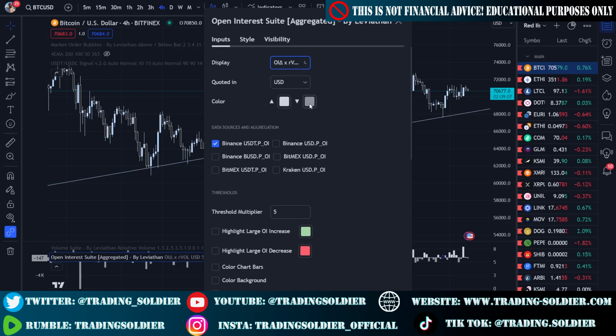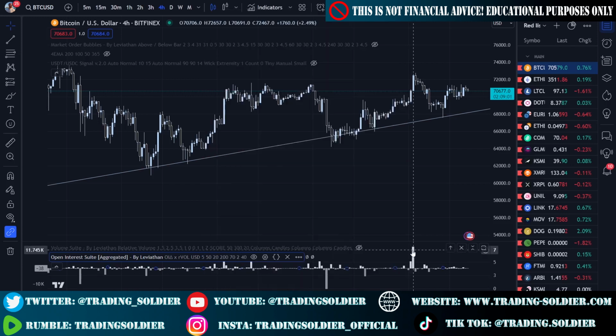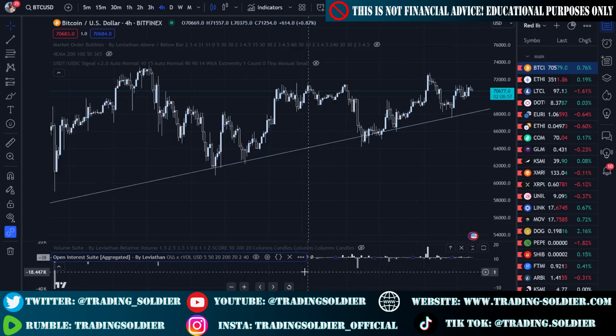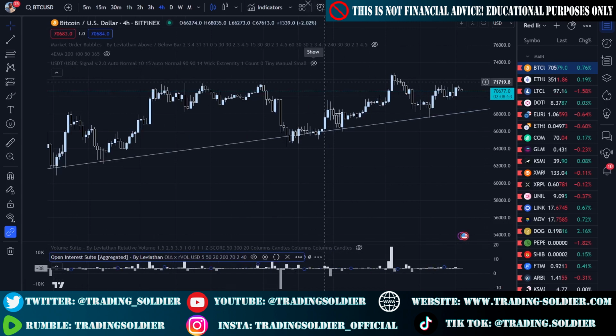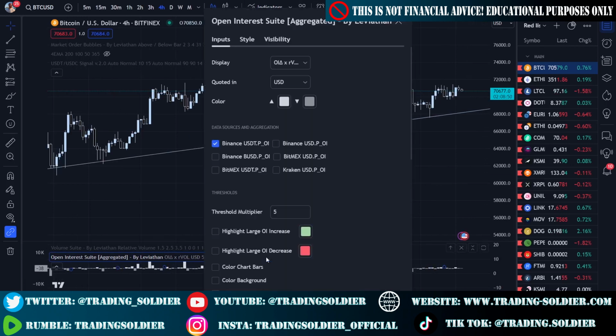And then you also have the option to use the open interest multiplied by relative volume. This is also the same as the one before, but I don't use it so much. So maybe you want to check it out, but it's not my preference. And the one that I encourage you to use is the open interest RSI.